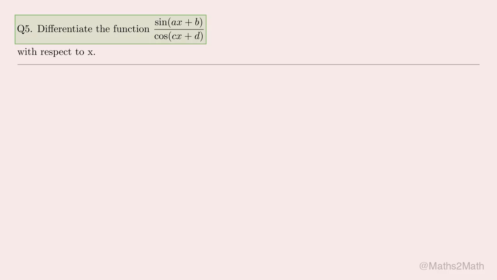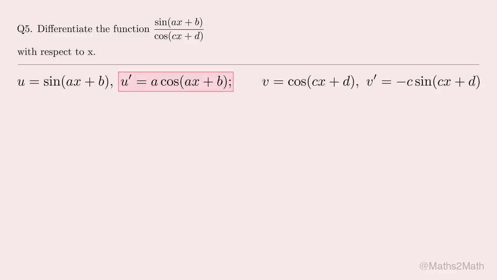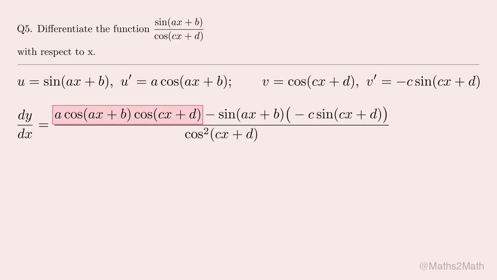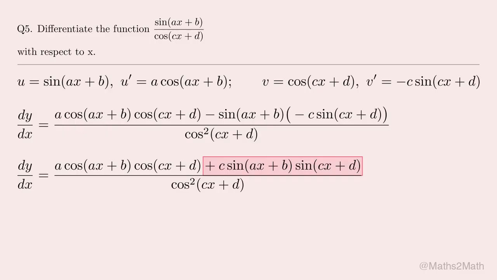Question 5. A quotient of 2 chained trigonometric functions with 4 constants in play. Quotient rule on the outside, chain rule inside each piece. Set u as the numerator and v as the denominator. The chain rule gives their derivatives. Quotient rule, u prime v minus u v prime all over v squared. The double negative becomes a plus.